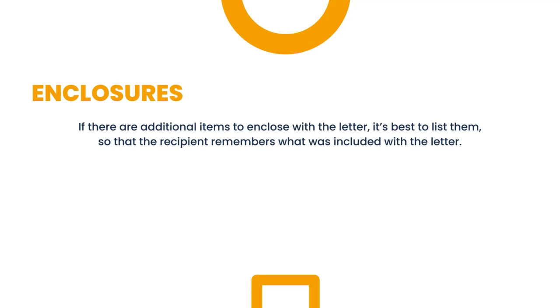Next we have enclosures. If there are additional items to enclose with the letter, it's best to list them so that the recipient remembers what was included in the letter. Include enclosures 3 lines below your signature or 1 line below the typist initials.